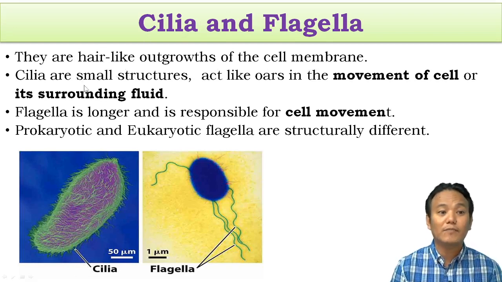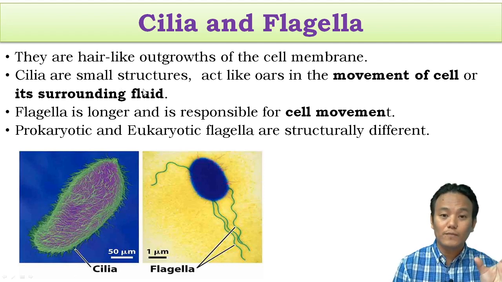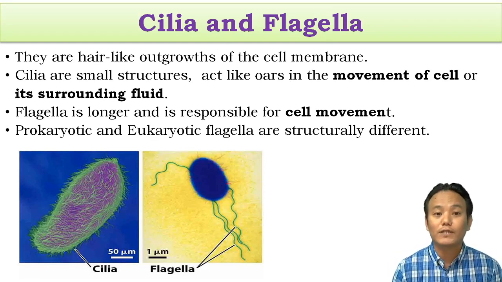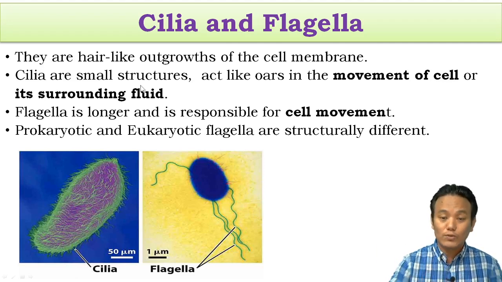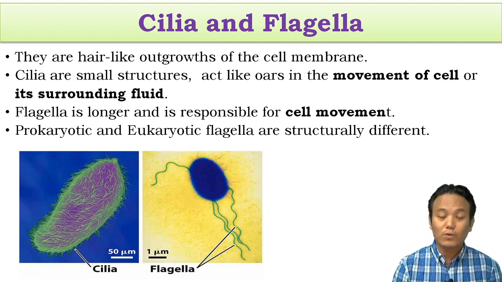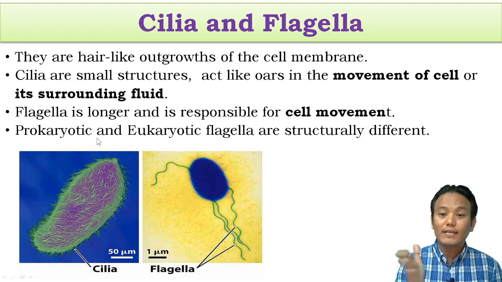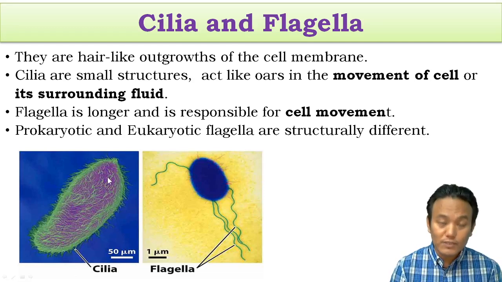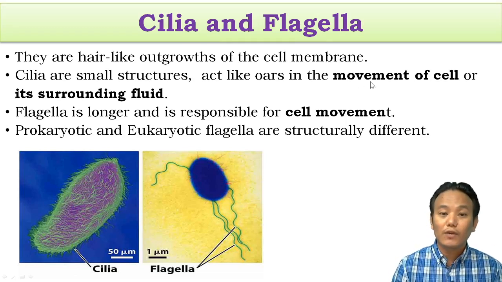Cilia are very small compared to flagella, and they act like oars. So cilia act like oars, they move. If it is a unicellular eukaryotic organism, the movement of cilia helps in the movement of the organism. Otherwise, it helps in the movement of surrounding fluids.